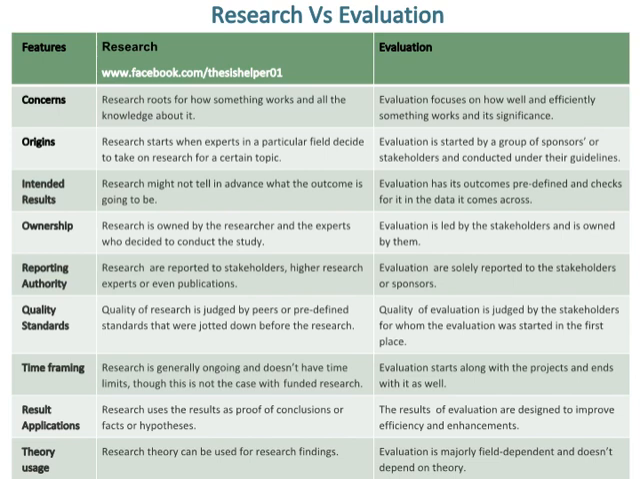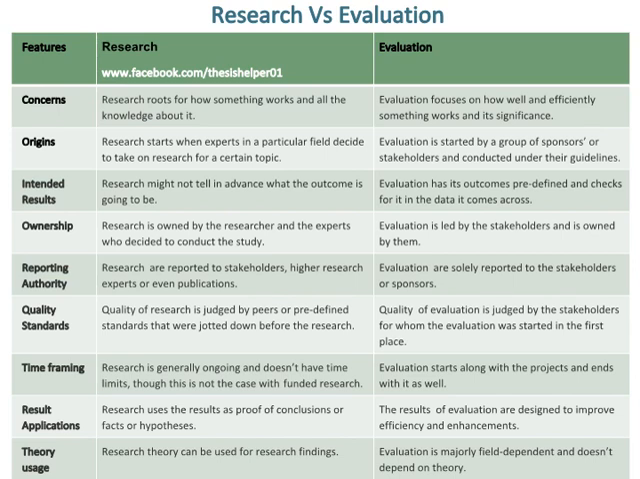Research is reported to stakeholders, higher research experts, or even publications, whereas evaluation is solely reported to the stakeholders or sponsors. Quality of research is judged by peers or predefined standards that were jotted down before the research, whereas quality of evaluation is judged by the stakeholders for whom the evaluation was started in the first place.